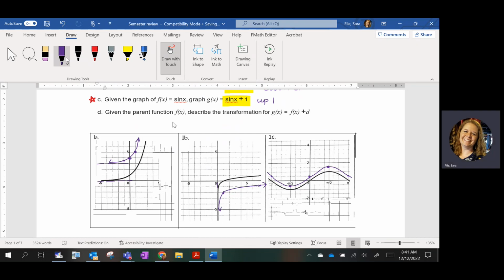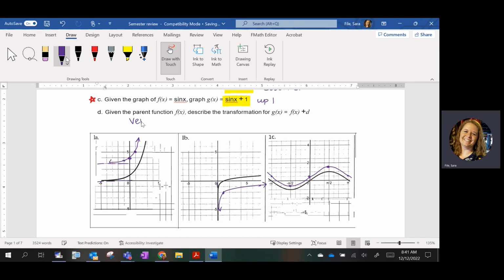Now D says, given the parent function f of x, describe the transformation f of x plus d. So this one isn't graphic. This one isn't giving a specific type of function. It's just saying f of x in general. What does that plus d do? What did we just witness in part A, B, and C? What does plus d do to the graph?